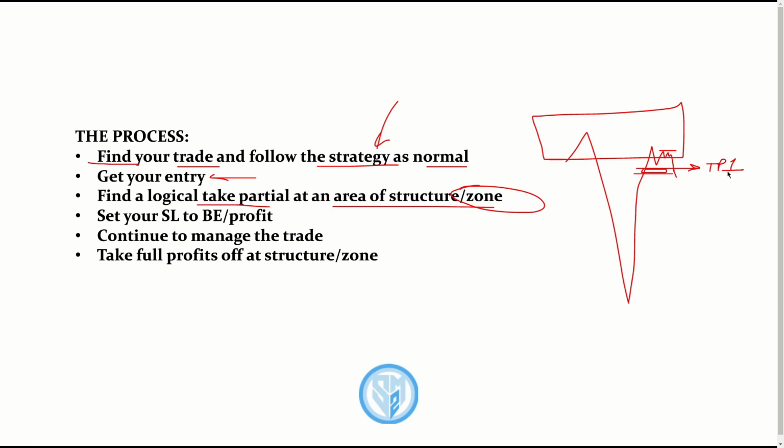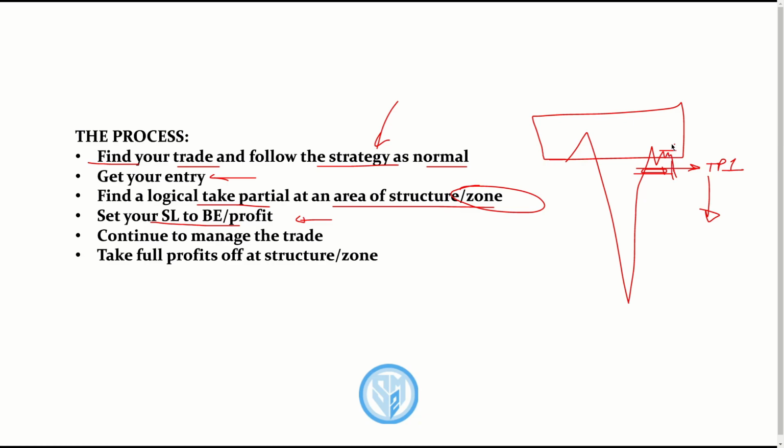And when I set that take partial, or when my take partial gets hit, the first thing I'll do is set my stop loss to break even, or in a couple pips profit to account for spreads, right? So we're gonna set our stop loss to break even, or just a couple pips in profit, right? And by doing this, if we see reaction from this demand zone, first of all, we've secured a take partial, right? So that could be 25% of your trade or 50% of your trade taken off the table.